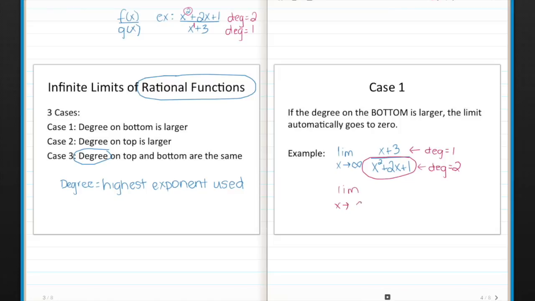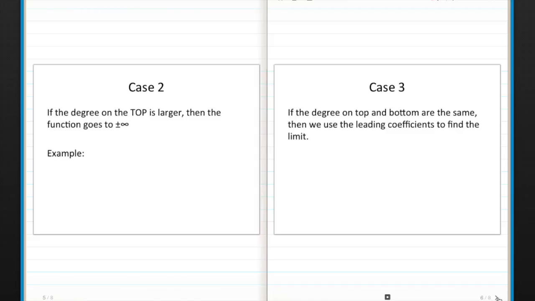So without doing any mathematics whatsoever, we can determine that this limit approaches 0. You will like finding questions like this on your AP Calculus exam because they require virtually no work. We can know just by looking at the function and checking the degrees that this limit is going to approach 0. And we're done. It's that easy. The next case is just about as easy as this one, so let's go ahead and take a look at that one.